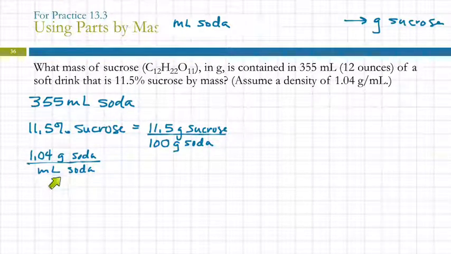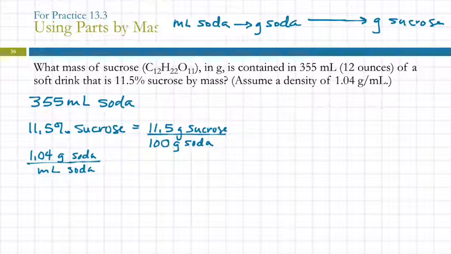So this would allow me to convert milliliters of soda into a mass of soda, right? So I could go from milliliters of soda to grams of soda. Can I go from grams of soda to grams of sucrose? Do I have one that gives me that? Yeah, this one right here. The percent by mass gives me the relationship between mass of solute and mass of solution. I almost said the wrong word. Solution. So we can do that.